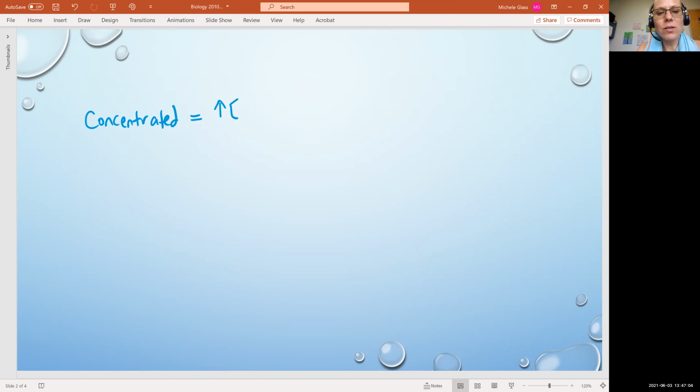So concentrated means high concentration of solute. So here I'm doing my upwards arrow and I'm putting solute in brackets to indicate concentration. And then it means a very small concentration of water. If you want to, you can think about this in context of the human body as salty, right? There's a lot of stuff. There's a lot of solute and very little water.